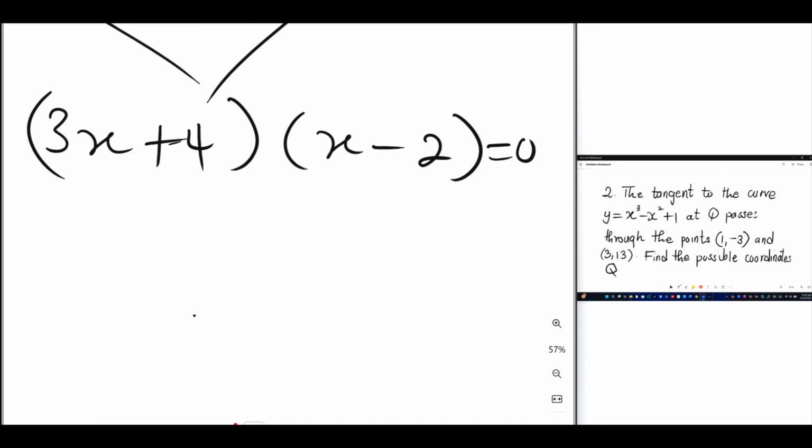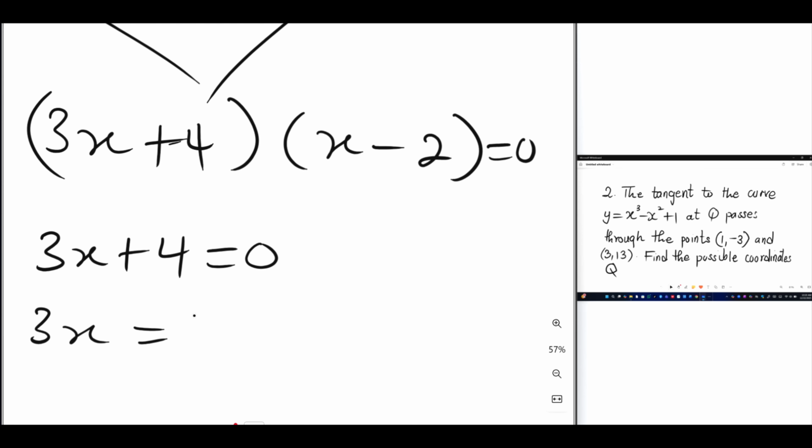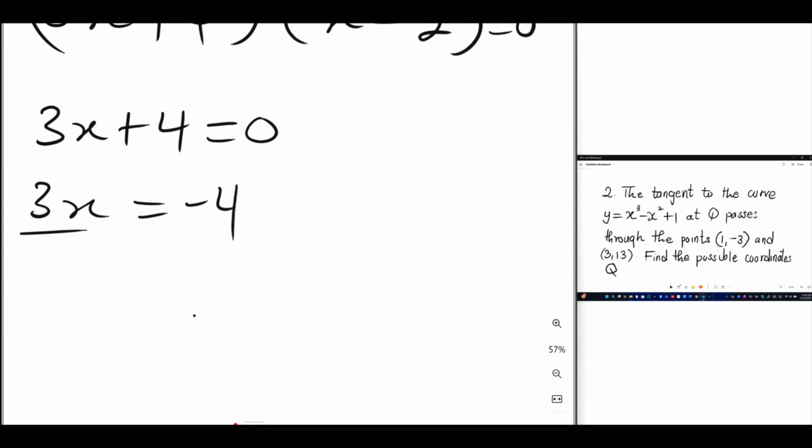So let us work on each of them. So we have 3x. We pick each of the expressions in the bracket. 3x plus 4, then equate it to 0. So we have 3x equal to negative 4. Then we are solving the linear equation. So we divide through by 3. And we get x to be equal to negative 4 divided by 3.